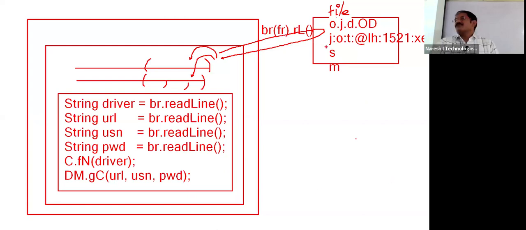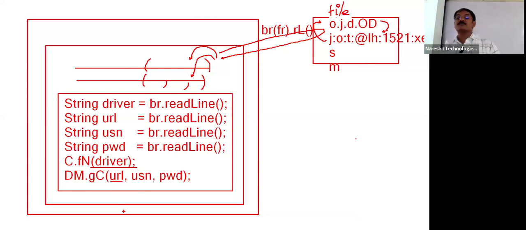Suppose, for fun, I shift this one to this line and that one to that line. Then what happens? What should come as the driver, now the URL comes; what should come as the URL, now the driver comes. Finally, is the program executed or not? Not executed. We will get an exception: driver not found, no suitable driver found.